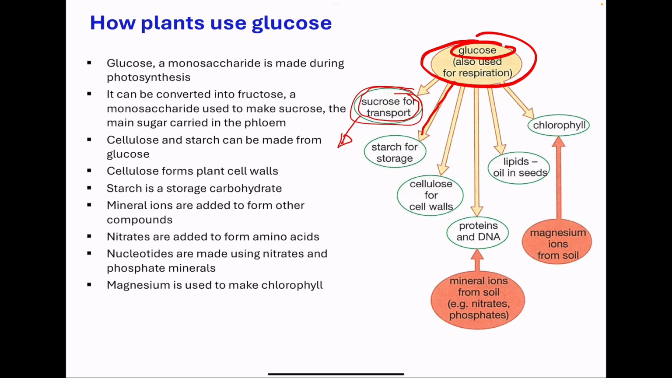Also, glucose can be converted into starch. Starch is going to be stored. And then we can use glucose to make cellulose. Cellulose is found in the cell walls of plant cells. Glucose can be used to produce amino acids, proteins, and DNA.